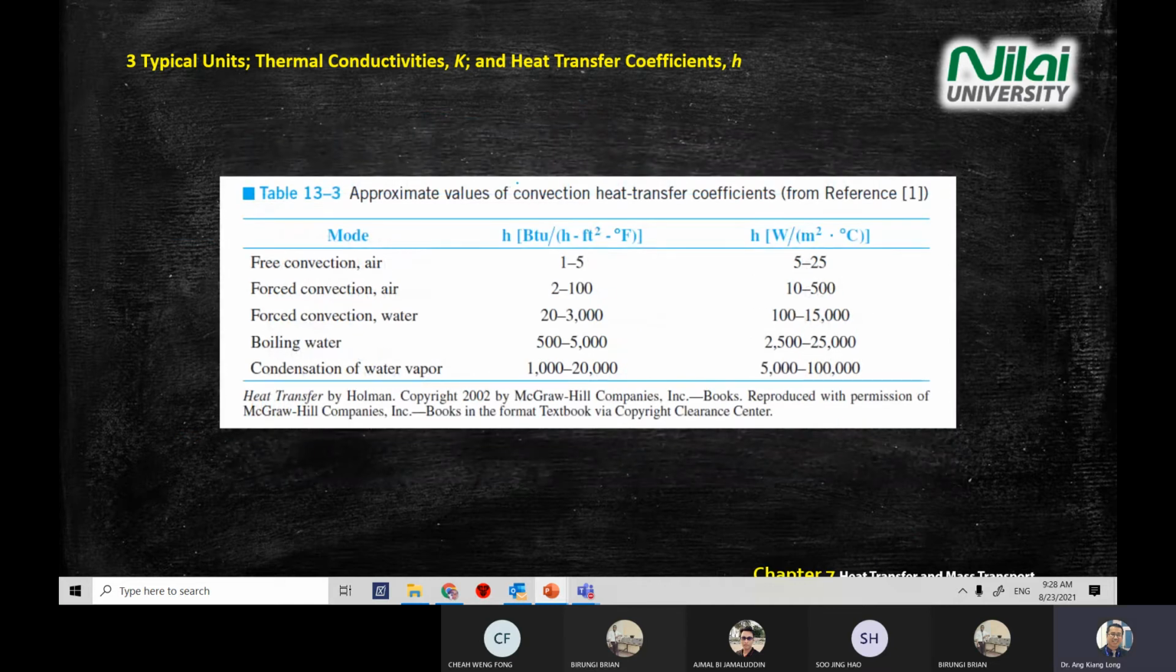This is a table for convection, the h value. You need to see what scenario you have in the exam. If you are running with boiling water, then you are using a range. Normally, if the table gives a range, the value will be given in the exam. So this is just a range of materials for the convection scenario for the h value. In the exam, the h value will be given.